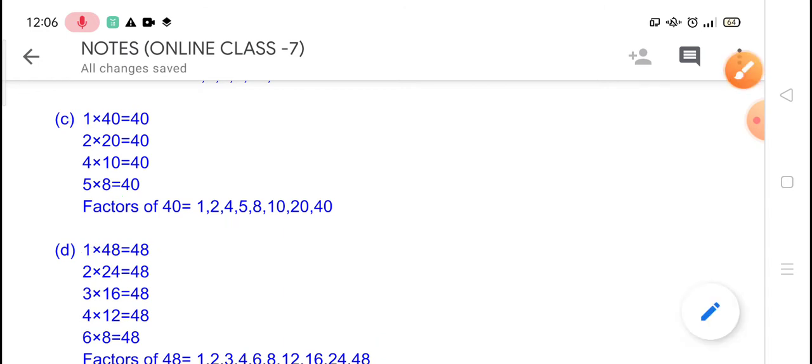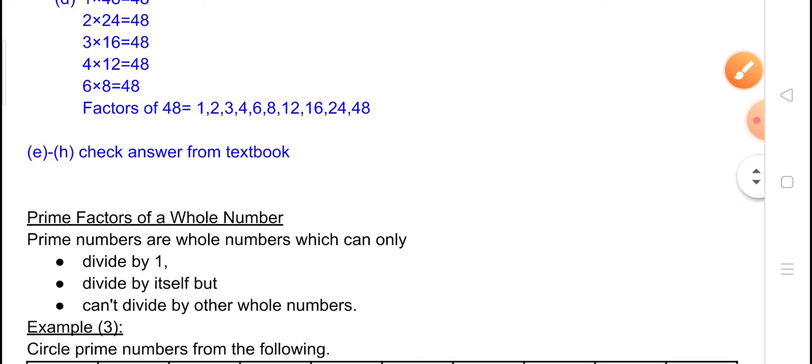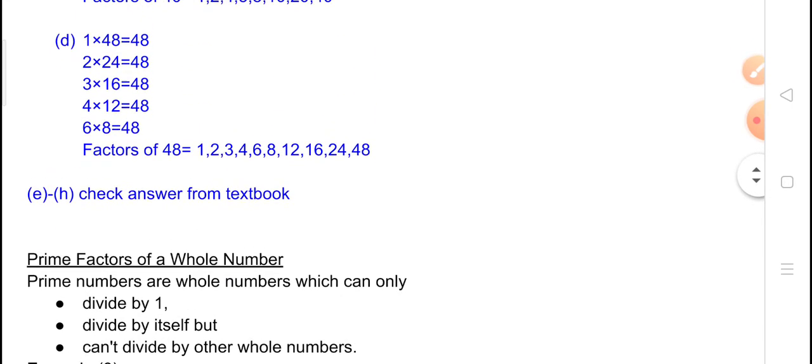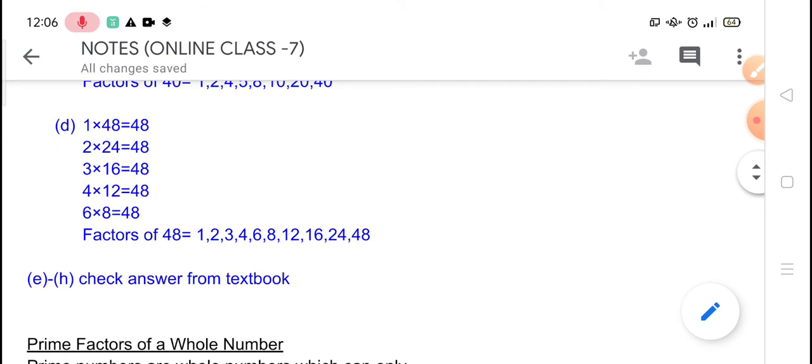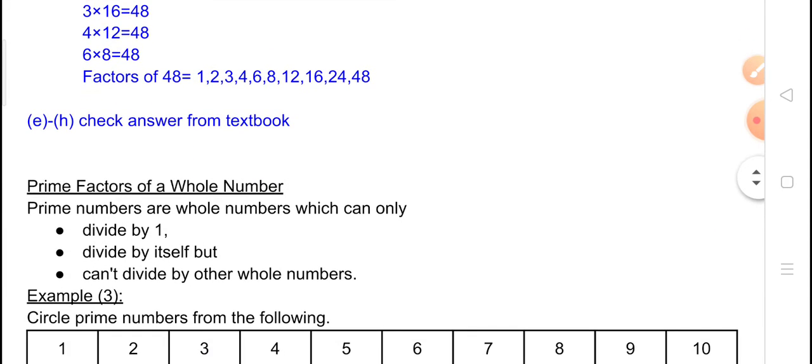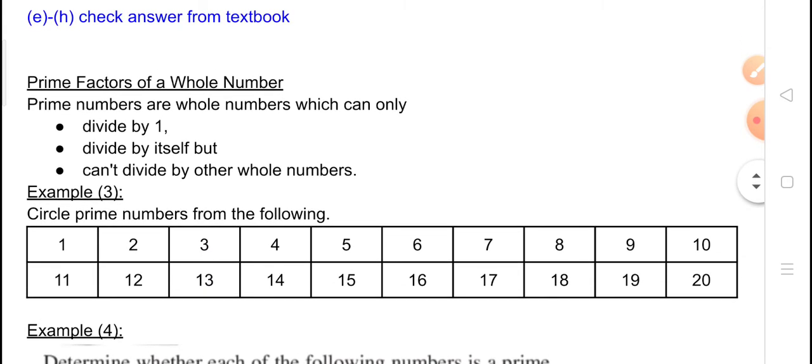Okay, so for question E and H, I wish that you can do as how I performed here. Then you can have a look at the reference at the back of your textbook to check your answer. So question E and H, you do your checking by yourself with the answer from your textbook. Okay, next we continue with prime factor of a whole number.